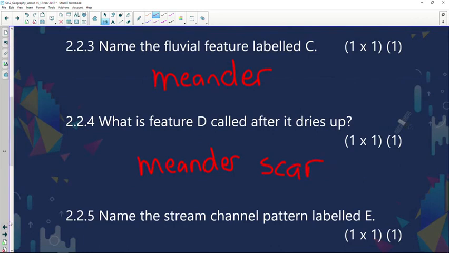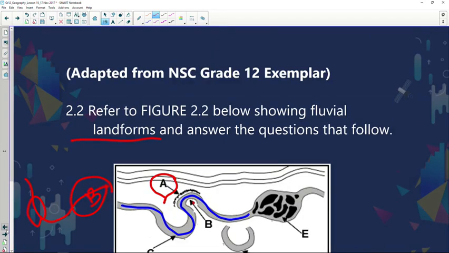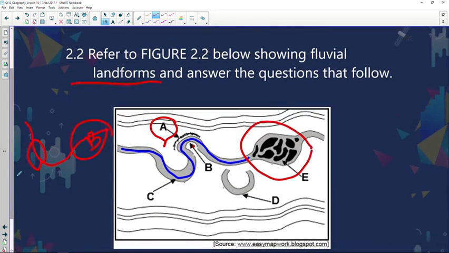Name the stream channel pattern labeled E. That's where deposition takes place. If you look over here, that's definitely a braided stream. It's one of the characteristics that we find in the lower course.